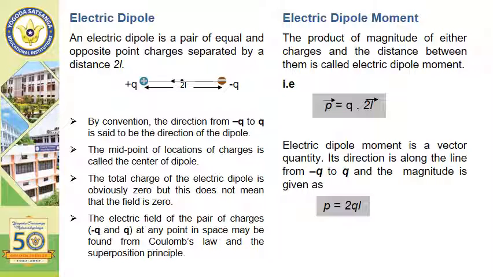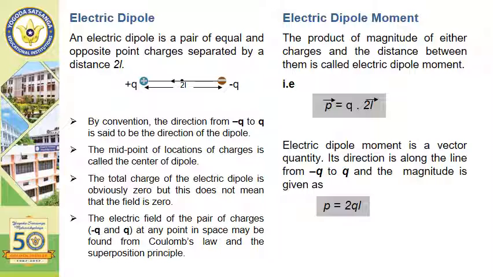Further, we move to the topic electric dipole. Whenever we take a pair of equal but opposite point charges separated by a distance 2L as per convention, then we have an electric dipole. Here you can see the diagram. We have taken two charges as plus q and minus q, and the distance between them is 2L. Here we have also considered a center, which is the midpoint of the location of charges, and which is known as the center of dipole. The total charge of the electric dipole is obviously 0, as they have different polarity.